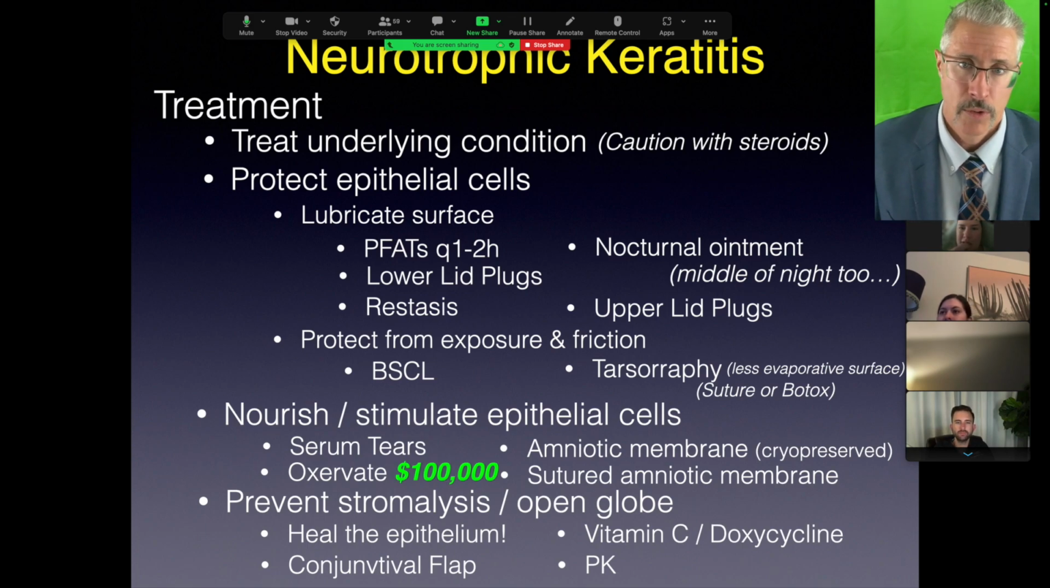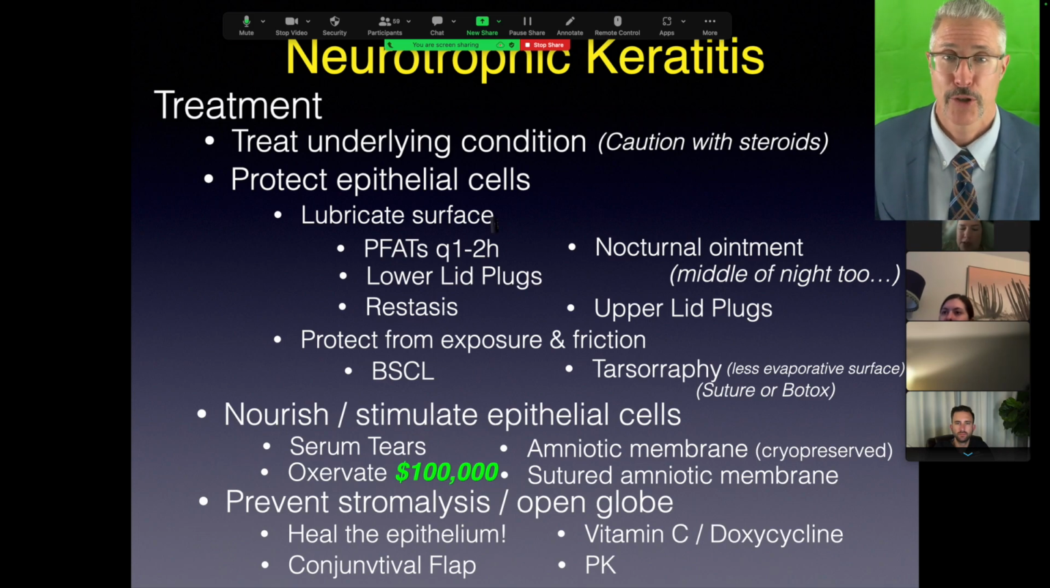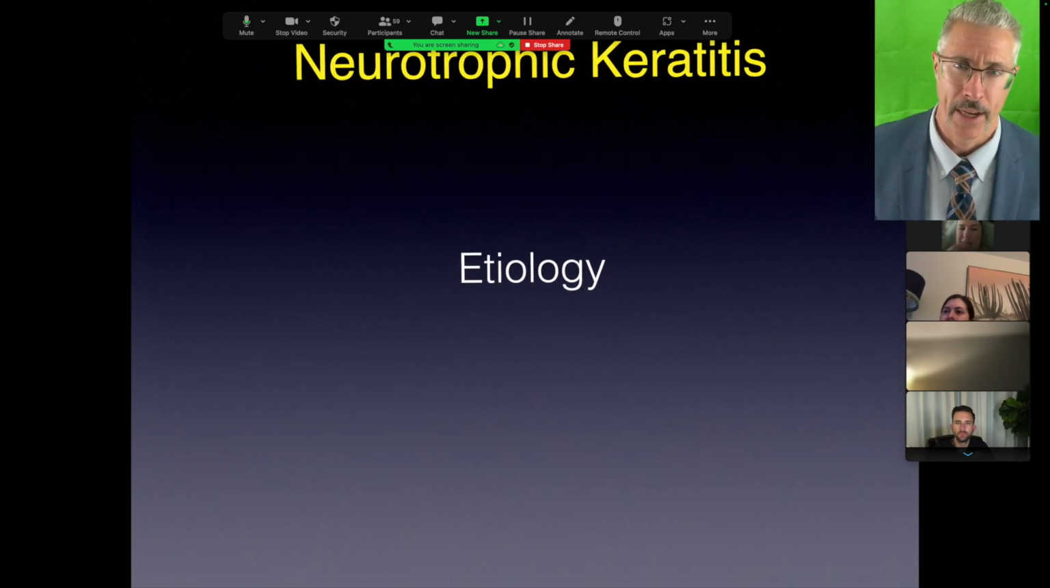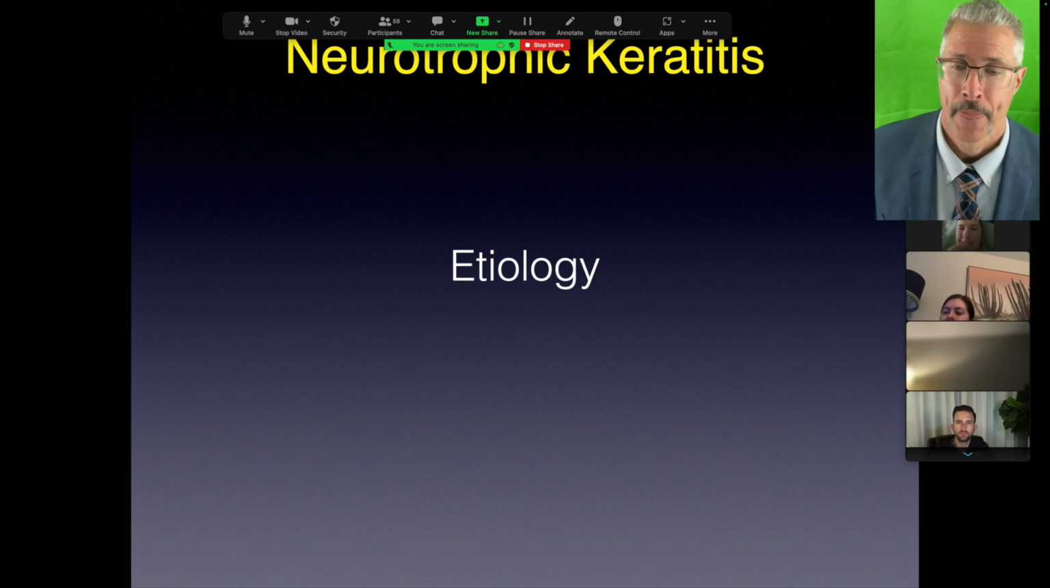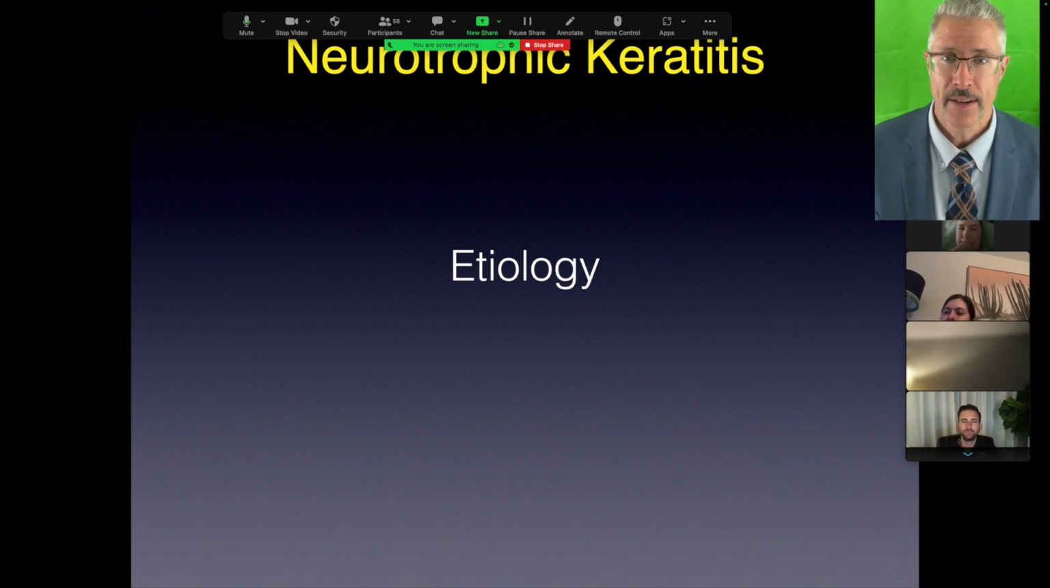And if you feel like we're losing this battle, or you've already lost that battle, then you're talking PK. You can't just sew. It's like sewing a tire together. You've got a big hole in the middle. You need a new one. Questions, anybody?